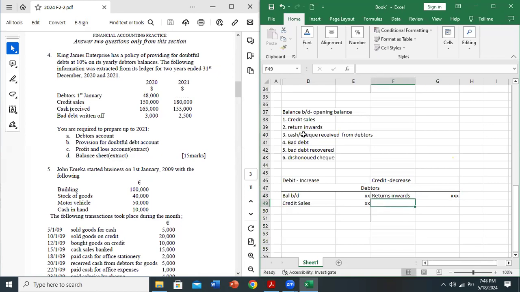Now, cash or check received. When you receive cash or check from your debtors, this one we don't need to even argue about it. So the debt will decrease. So any cash or check received will be credited to the account. Okay. Bad debt. As we know, bad debt means you are kind of canceling it. So it even makes sense. If you are canceling the debt, it is decreasing the debt. So bad debt will be here.